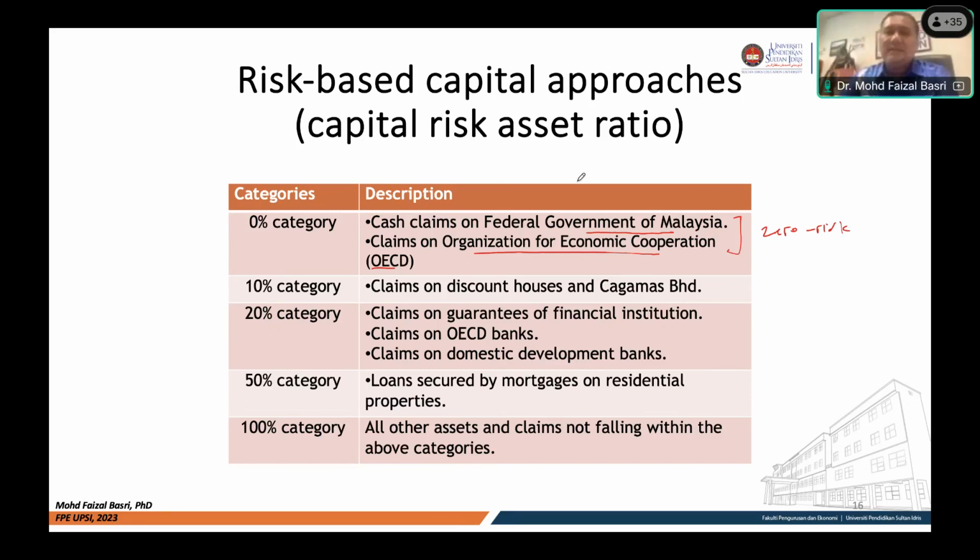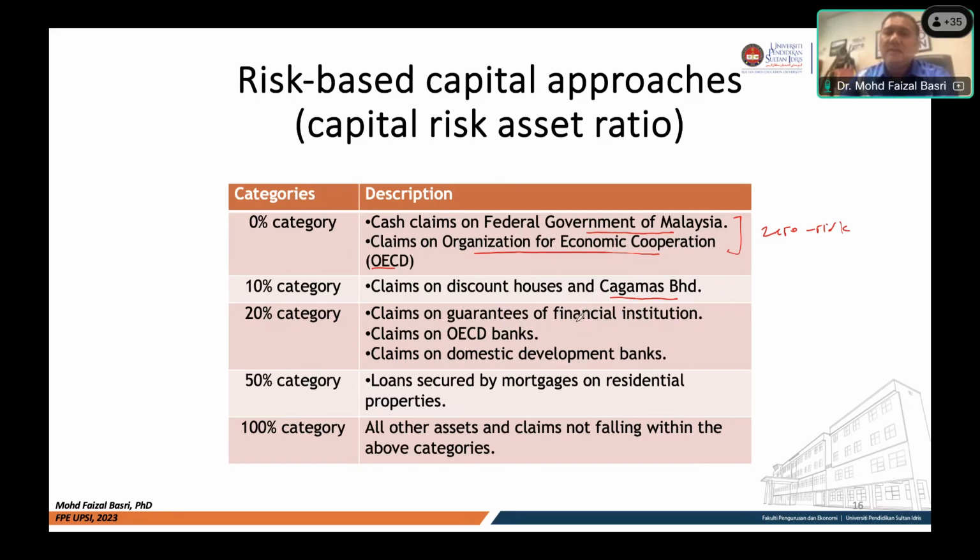So the second category, 10%, is from discount houses and also Cagamas. So this is also, especially Cagamas lah, part of government punya entities, GLCs juga. And they focus more on long-term punya investment, in terms of long-term loans for property. So then the 20% is guarantees of banks, okay, financial institutions, and also banks from these OECD countries.